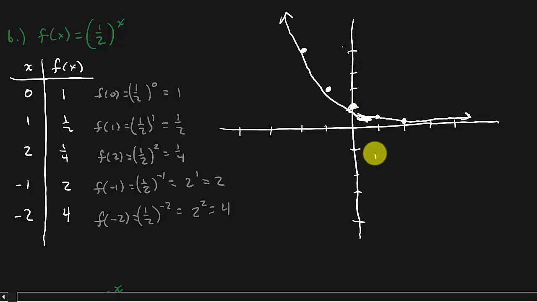So the domain, well, that's negative infinity to positive infinity. And the range, well, you can see the lowest value is almost 0, and then it just goes up to infinity. Okay, remember the range is the y values. So that's 0 to infinity.